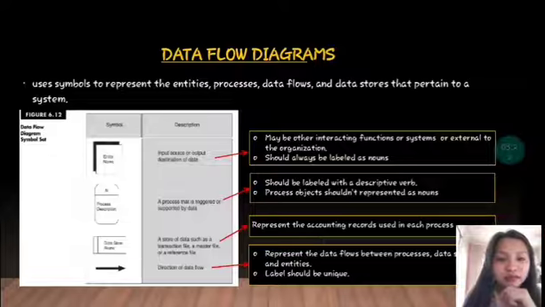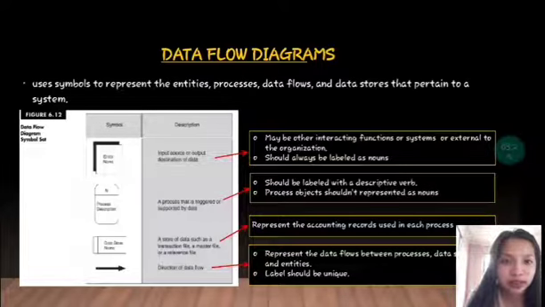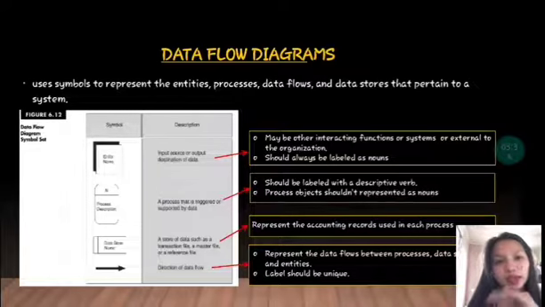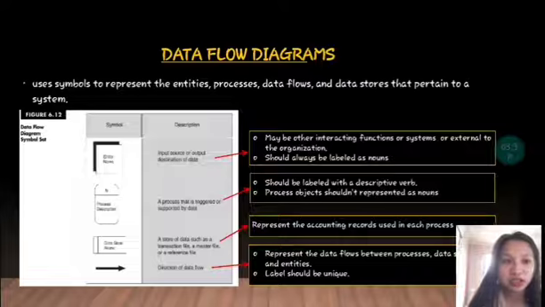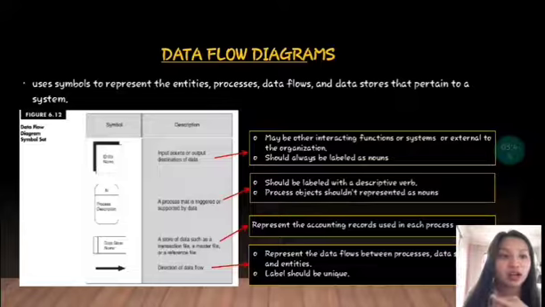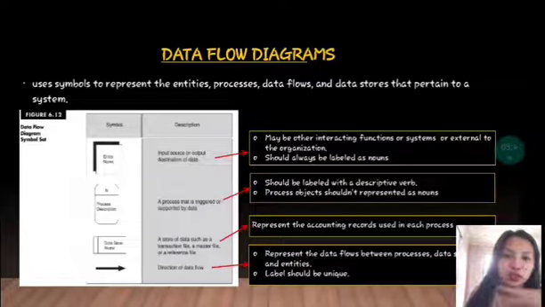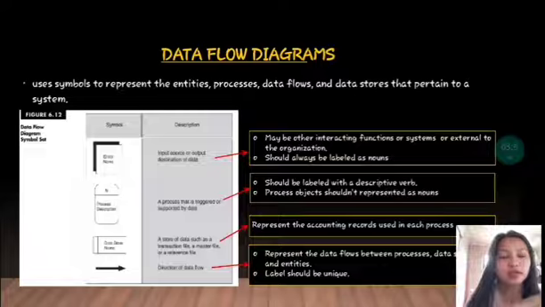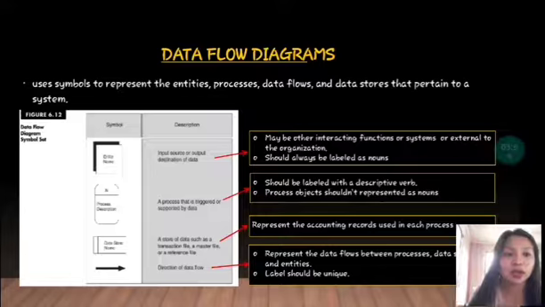Next would be the data store name or noun. It is the store of data such as the master file, the transaction file, or the reference file. This data store name represents the accounting records in each process. Lastly, the symbol is the labeled arrow. This shows the direction of the data flow. It represents the data flows between the processes, the entities, and the data stores.